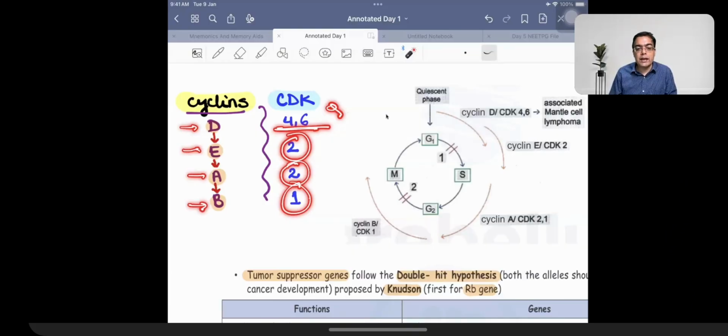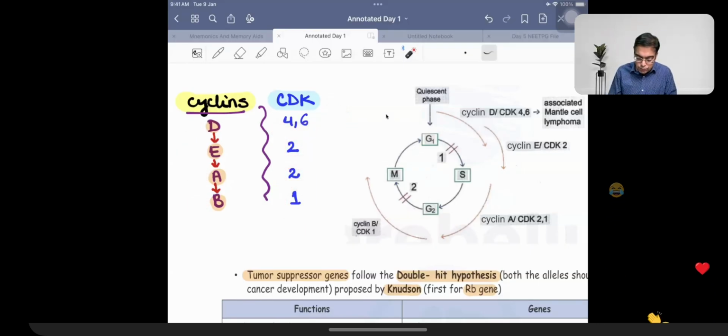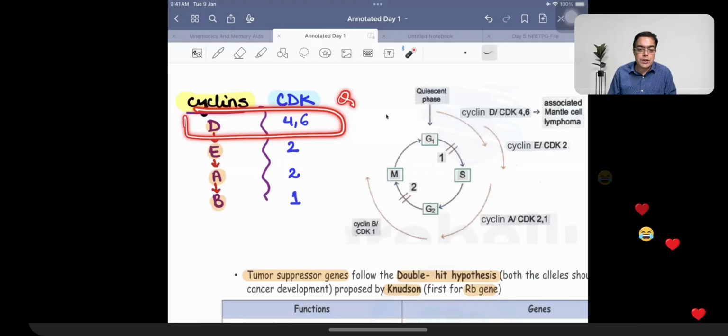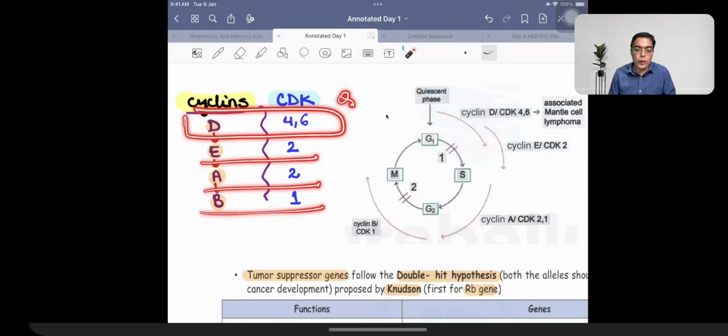So DEAB: cyclin D, responsible for causing activation with CDK4 and 6. This is the most important cyclin that is required for pushing the cell into the multiplication phase. Then cyclin E, that is going to be CDK2. He's going to be playing for IPL as well because he says that retiring is out of question as of now. Cyclin A, CDK2, and cyclin B, CDK1. Right? So this is what you just need to have an idea of.